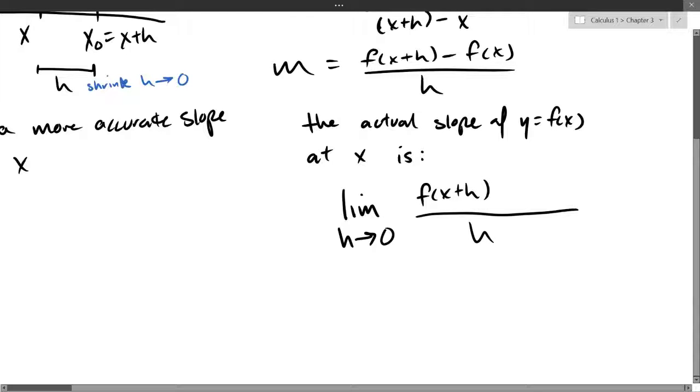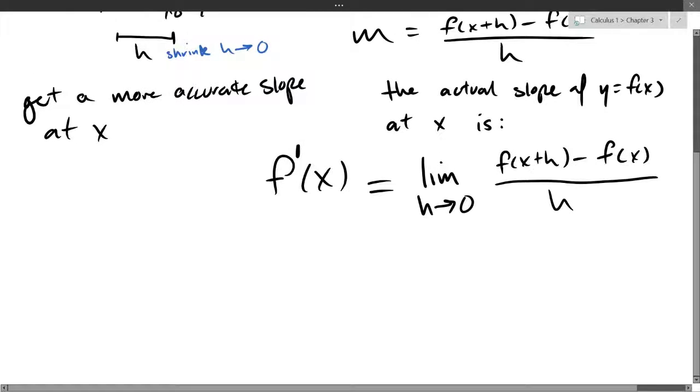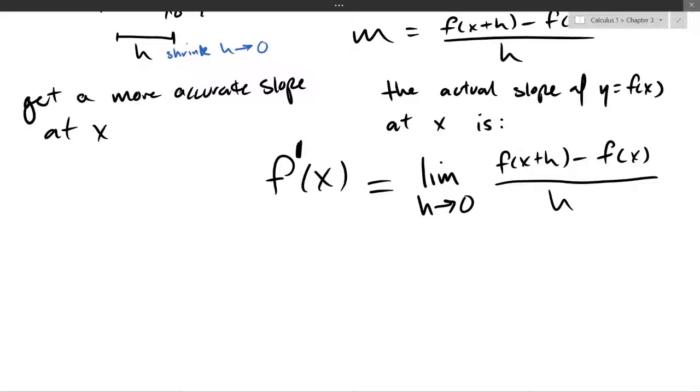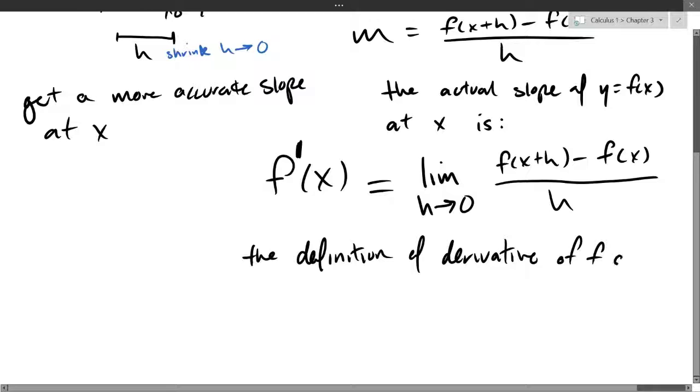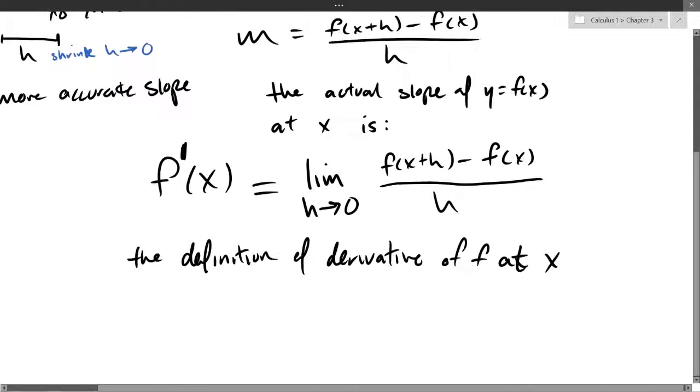Now I need to give this a math name. I can't keep writing down the actual slope of y equals f of x at x. The math name we give for that is f, and there's a new symbol, we call it prime. It looks a whole lot like a first power, but it's actually a prime. I'll make it a little extra bold. So that little symbol right there is called prime, and it means derivative. And this is the definition of the derivative of f at x. And it's, of course, written as f prime of x.